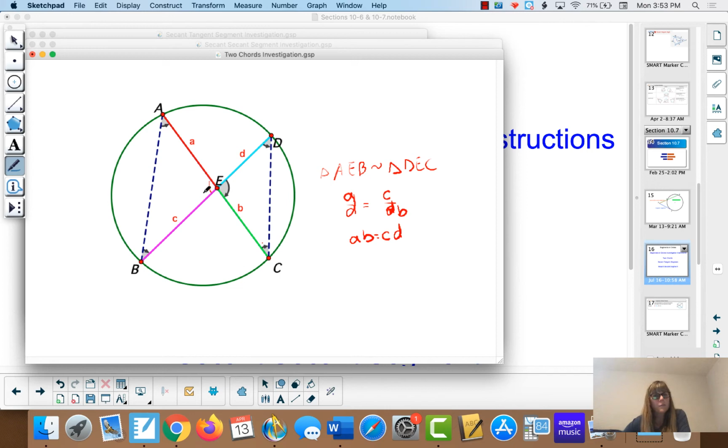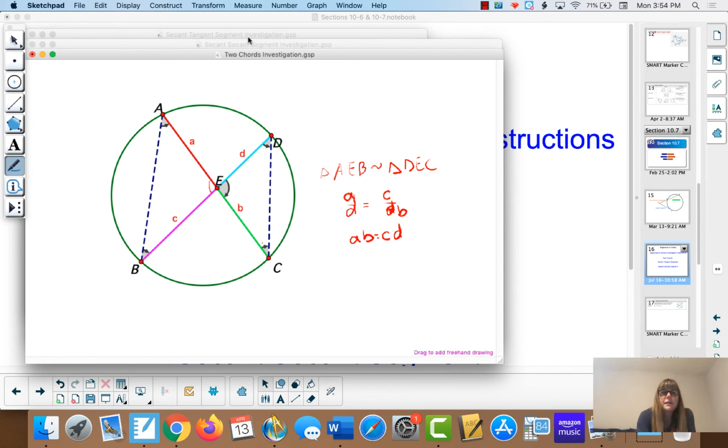So looking back at these parts again, if I multiply the two parts of each chord, those products are going to be equal. So for example, if I take chord AC, it's broken into this piece and this piece. So if I take A times B, that product is going to be equal to the product of the two parts of this other chord, BD, which is C times D.